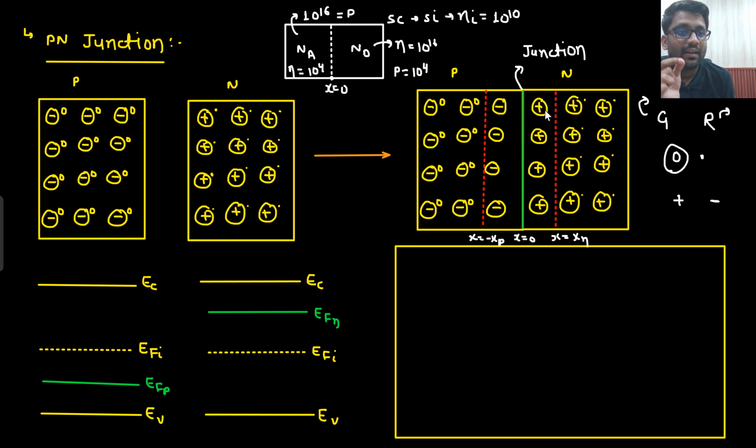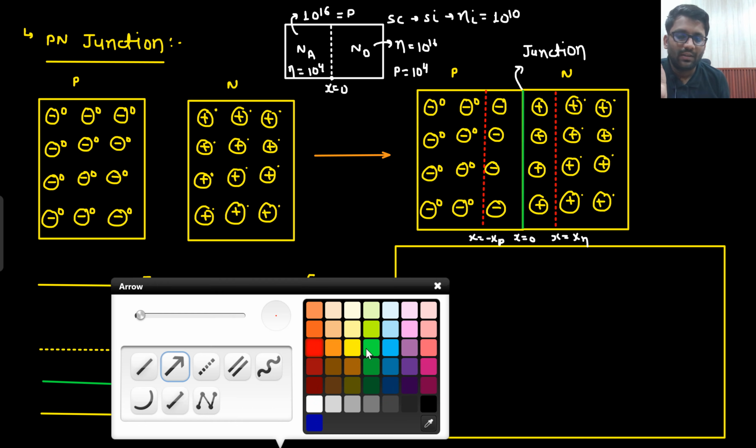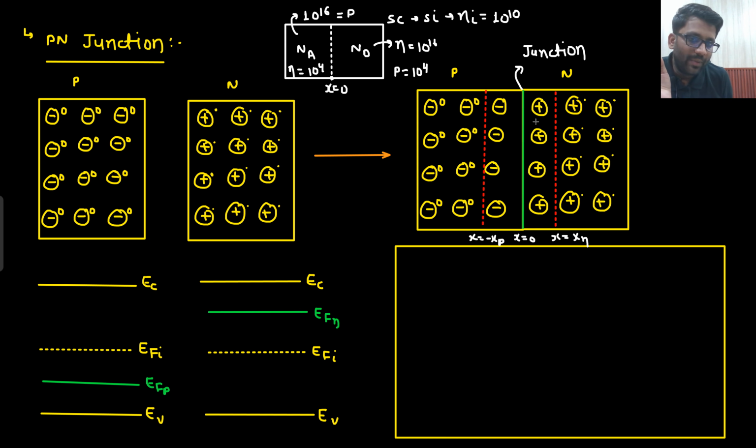These are unmovable positive and negative charges. Holes can move, electrons can move, but this cannot move. So unmovable positive and negative charge we are having. So these will not contribute any current. Now what do you see? Because of this positive and negative charge, there will be a built-in electric field that will be built up here, from positive to negative.